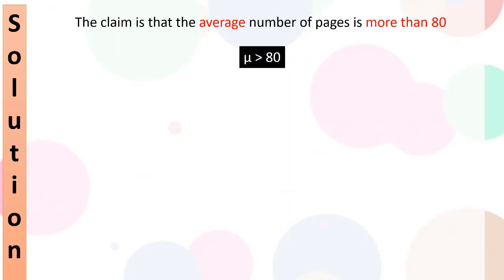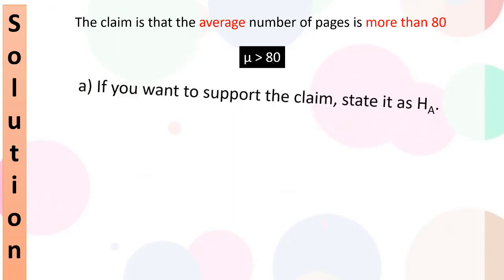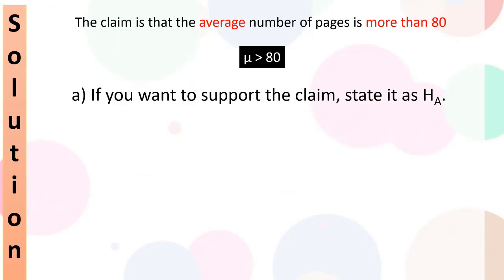So now what is our agenda? What do we want? In part A, we want to be able to support a claim. Well, we can only support a claim if it's an HA. Is this an HA? And the answer is yes. So if you want to support the claim, you state it as HA. That would be exactly this claim, mu greater than 80. And then when HA is mu greater than 80, H naught would be mu less than or equal to 80. So if we want to support the claim, in this case, we'll state it exactly as it is.